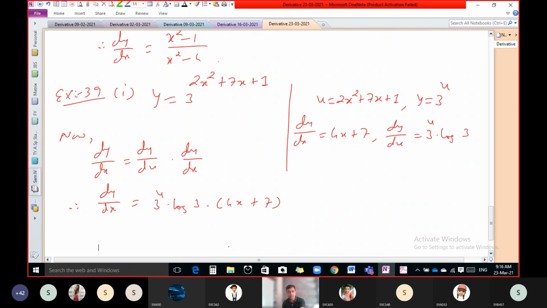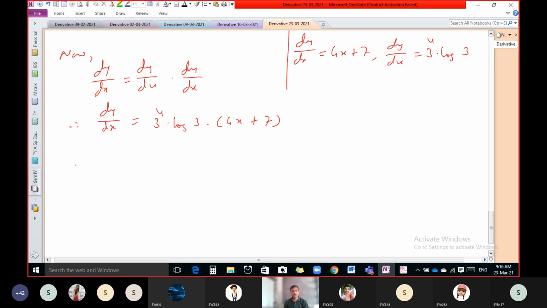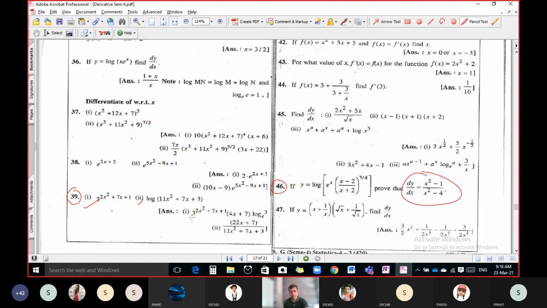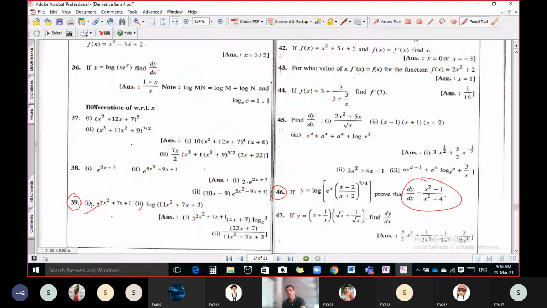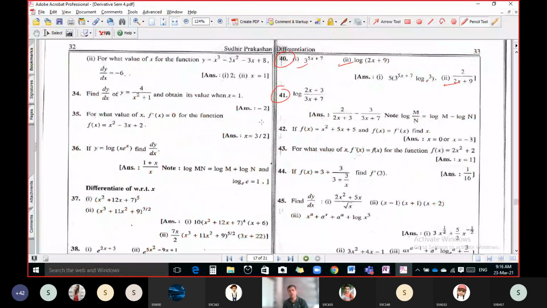So this is my final answer, but it's better to put the value of u. So u is 2x square plus 7x plus 1, into log 3 base e into 4x plus 7. So this is my final answer: 3 raised to 2x square plus 7x plus 1 into 4x plus 7 into log 3 base e. That is the final answer. Let us do question number 40 first.